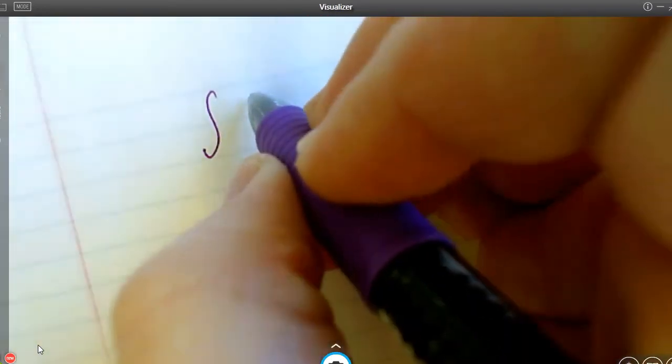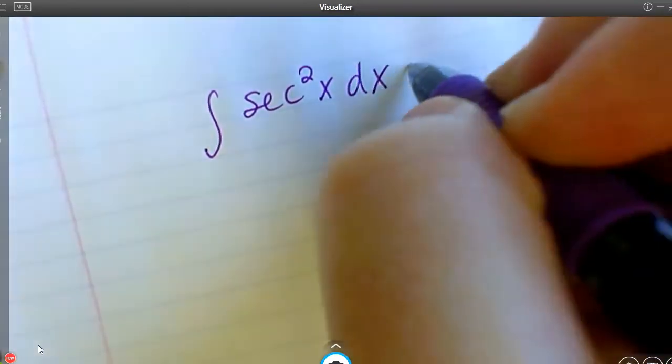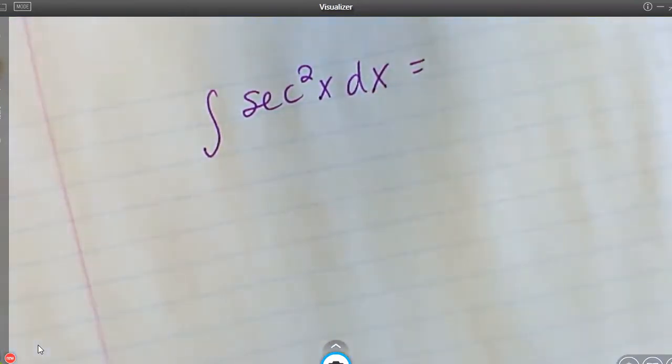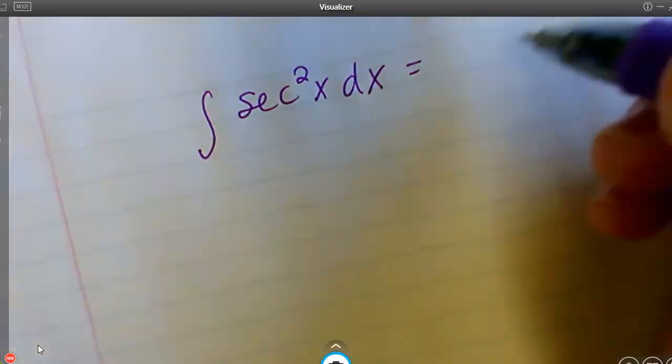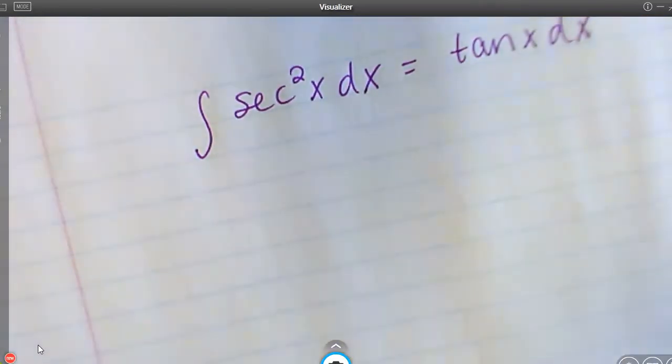Okay, so I want to show you a couple of rules that you need to know for secant and tangent and antiderivatives. If we want to find the integral of secant squared of x, think about what you take the derivative of that will give you secant squared, and it's tangent. I just wanted to make sure that you had remembered that one.